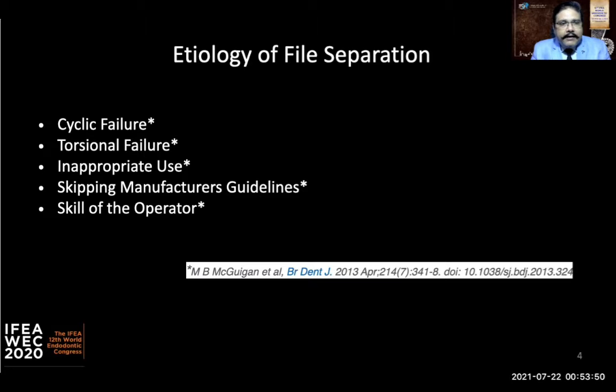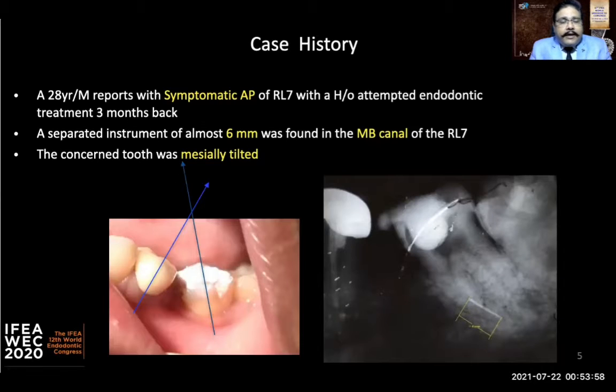We have cyclic fatigue, torsional failure, inappropriate use, not keeping to the manufacturer guidelines, and the skill of the operator obviously plays a role. The case: a 28-year-old male reported with symptomatic apical periodontitis of the lower right second molar with a history of attempted endodontic treatment 3 months back.